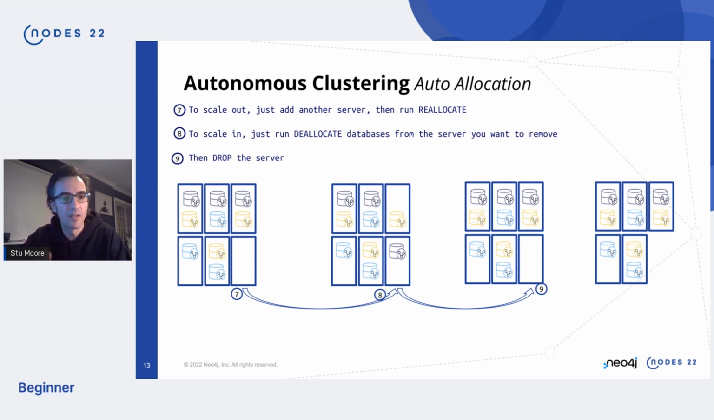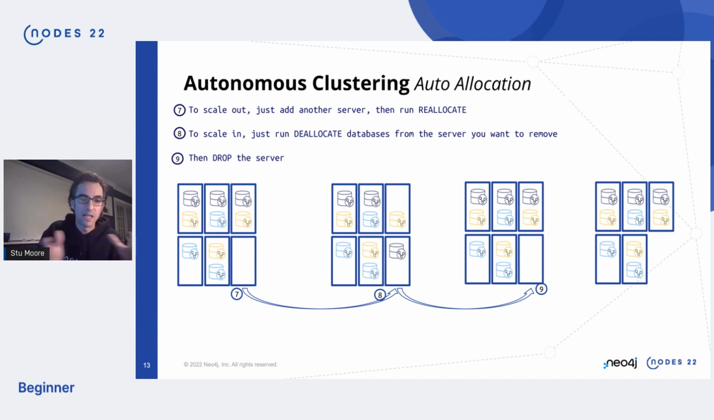Now, let's take the scenario one step forward. Let's say there's some seasonal demand. You want to increase the capacity. You want to distribute some of the databases across some more servers. You can add in a new server, enable it as part of the cluster, and then run a deallocate command to move some of the databases. Run reallocate to reallocate the databases across the cluster.